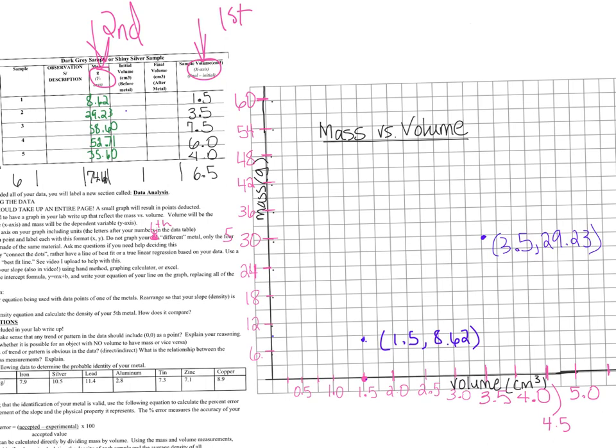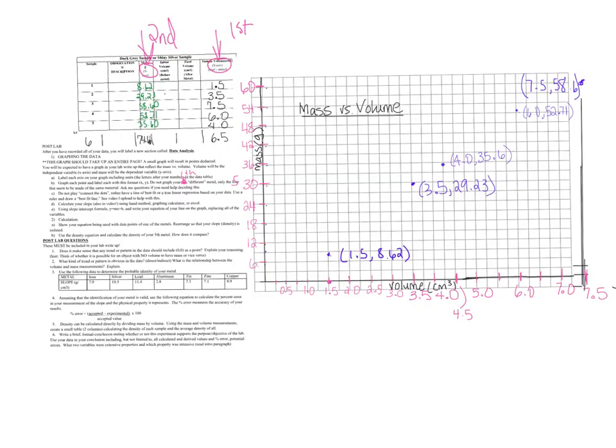You should have 5 points at the end of the time, and then we'll meet back up again. Okay, so I've now graphed all 5 of my points and I've labeled them with my ordered pairs.